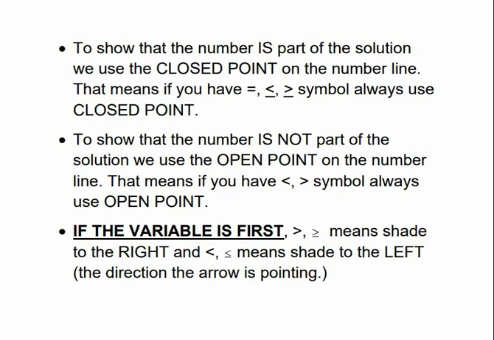And then, like I said, if the variable is first, this greater than or equal to means shade to the right. Less than or equal to means shade to the left, the direction that the arrow is pointing.